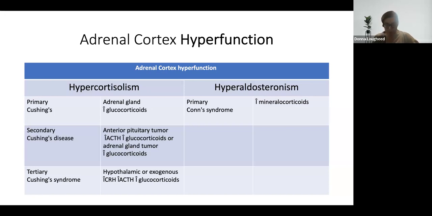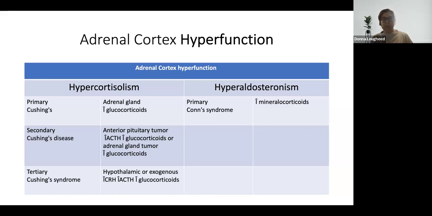So let's talk a little bit about the term Cushing's. Cushing's is often used to describe the hyperfunction of the adrenal cortex. Cushing's disease describes a condition caused by excessive hormone production from an anterior pituitary tumor, which is about 70% of the cases, or excess secretion from a tumor of the adrenal cortex, which is about 15%. So Cushing's can be primary or secondary. Most often it is secondary, about 70% of the cases.